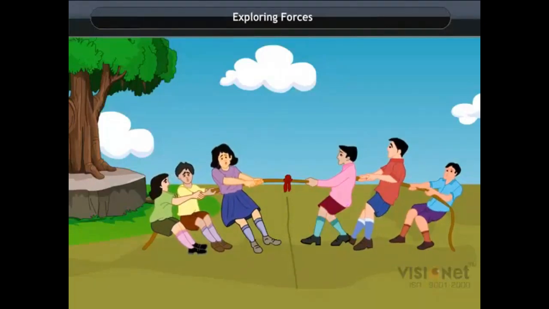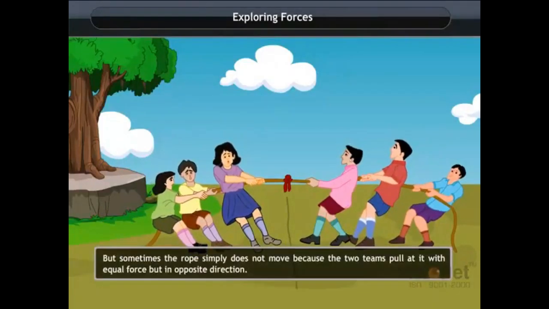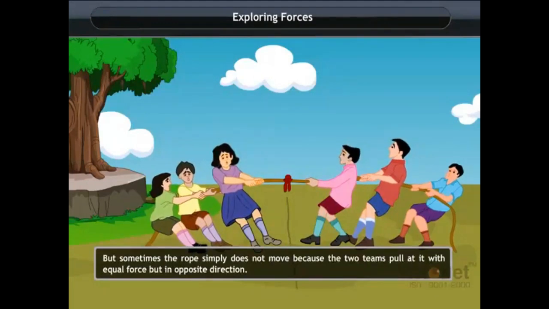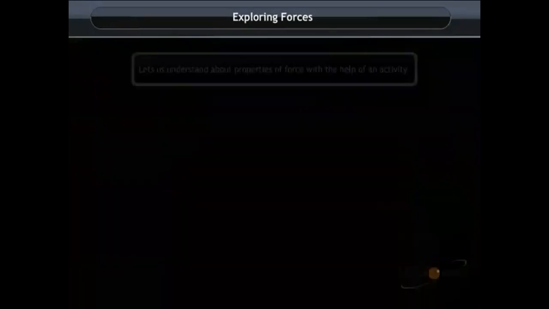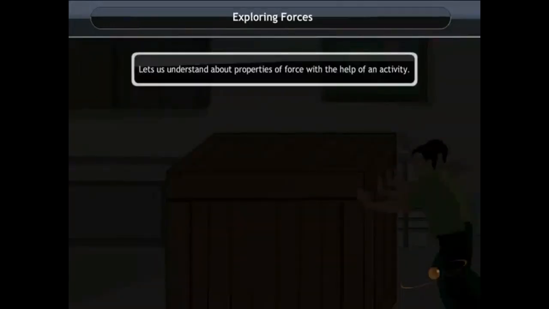But sometimes the rope simply does not move because the two teams pull at it with equal force but in opposite directions. This tells us about an important property of force. Let us understand the property of force with the help of an activity.